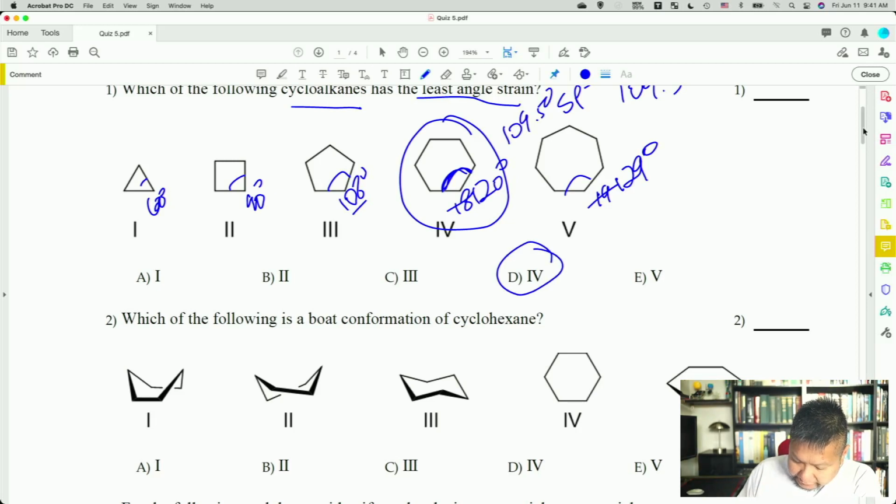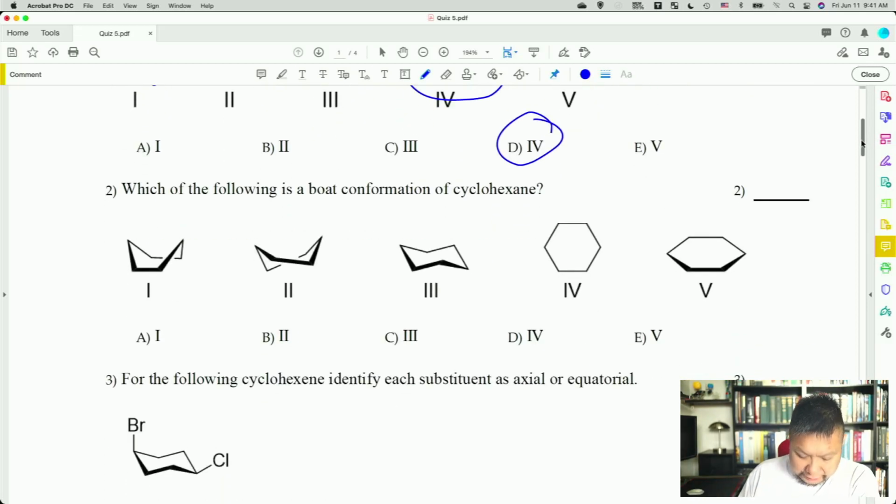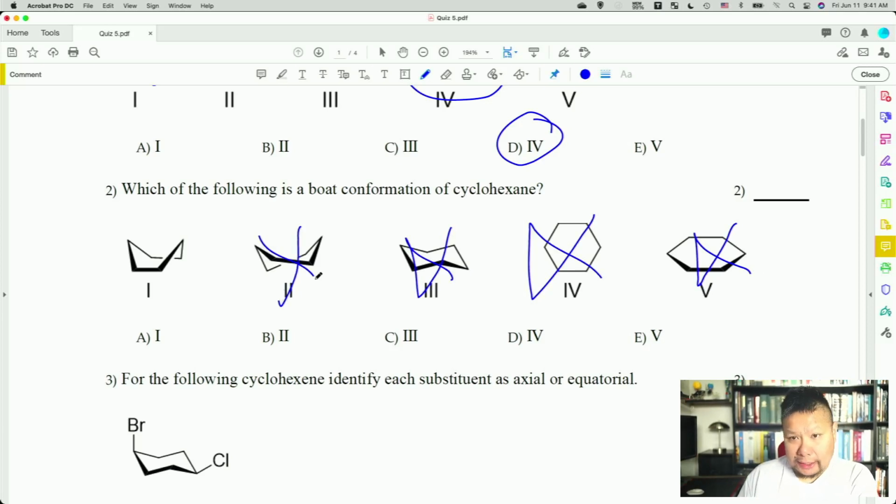Which of the following is the boat conformation for cyclohexane? You can just take a look and see which one looks like a boat. Definitely not that one. That's just a Haworth projection that's flat. That's just a structural drawing that's flat. That's a chair conformation. That's a contorted, weird-looking boat thing, but it's not a boat conformation. So the answer is A here.